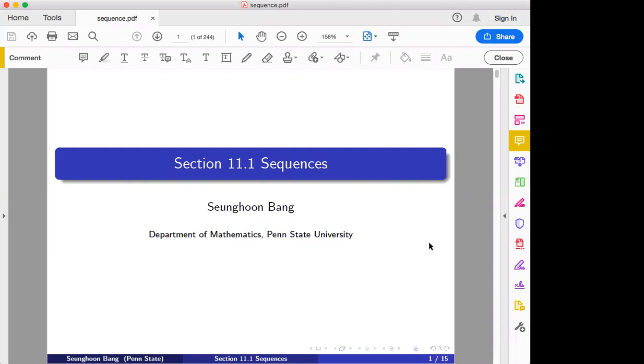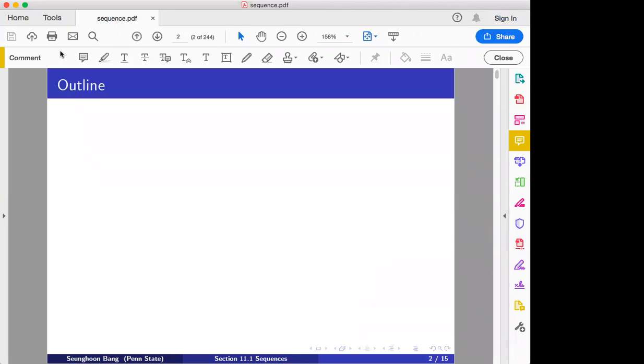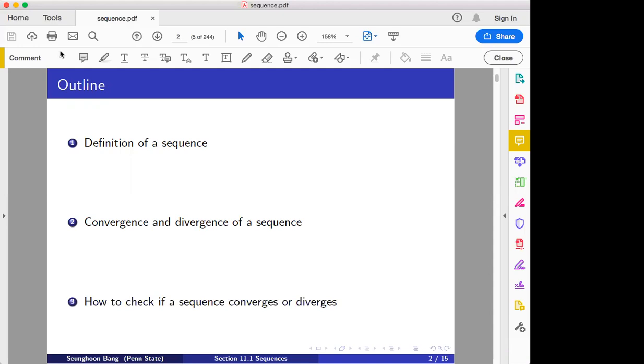Okay, so today I'm going to talk about section 11.1, the sequences. So this is the outline. I'm going to talk about the definition of a sequence, the convergence and divergence of a sequence, and third, how to check if a sequence converges or diverges.